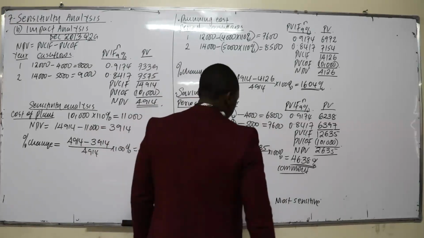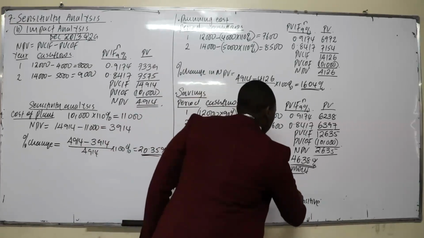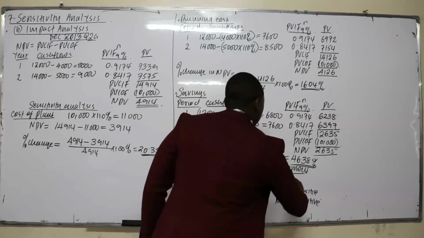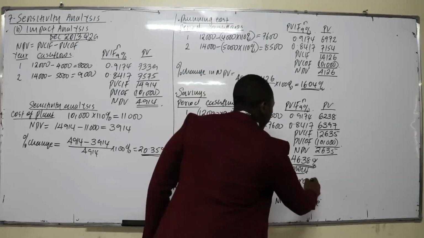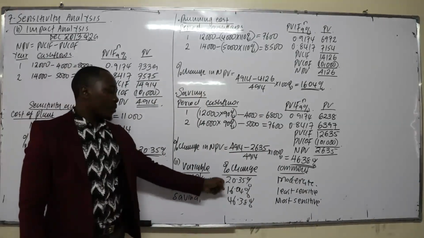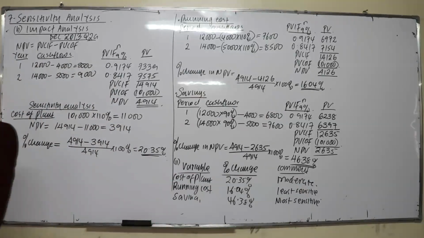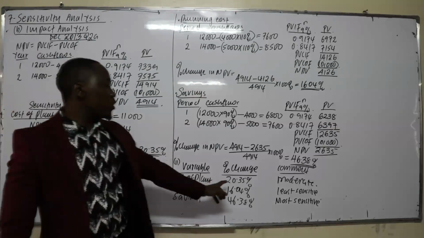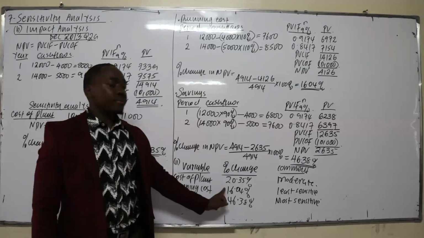Then this is the least sensitive, and this is the moderate. What does it mean? If you start with the cost of plant, if the cost of plant is affected adversely by 10%, the entire profitability will reduce by 20.35.